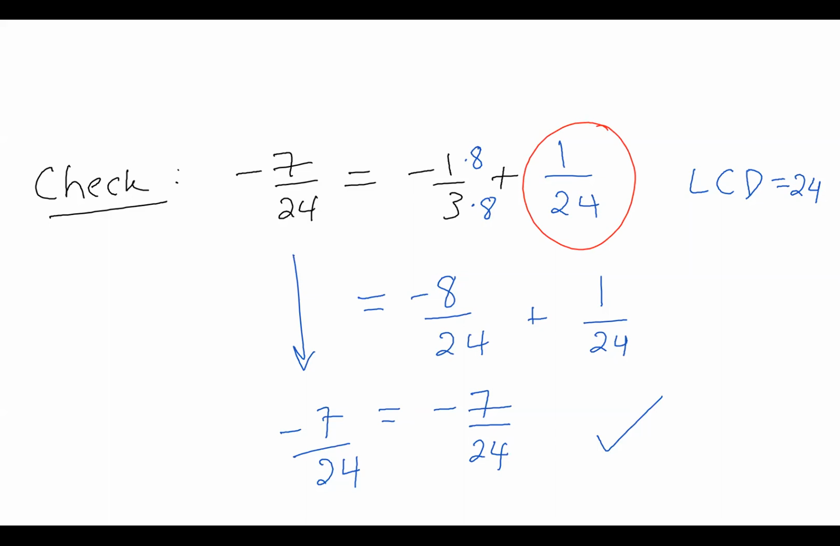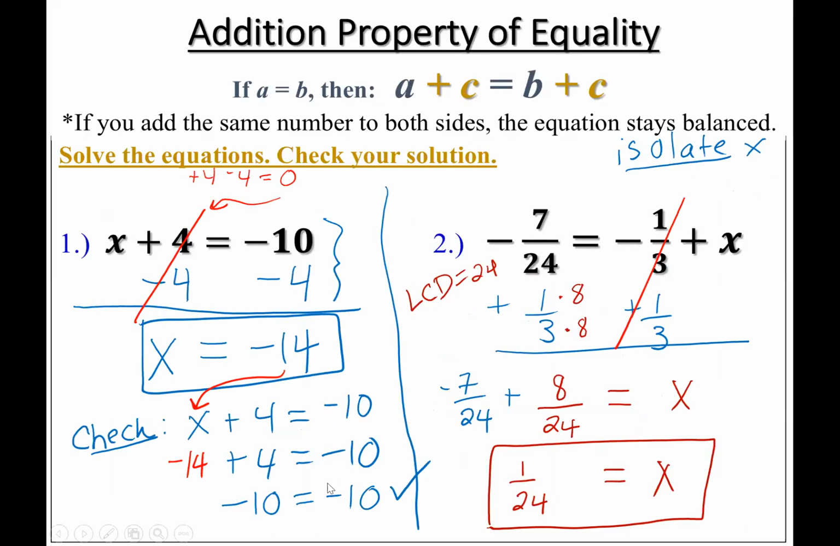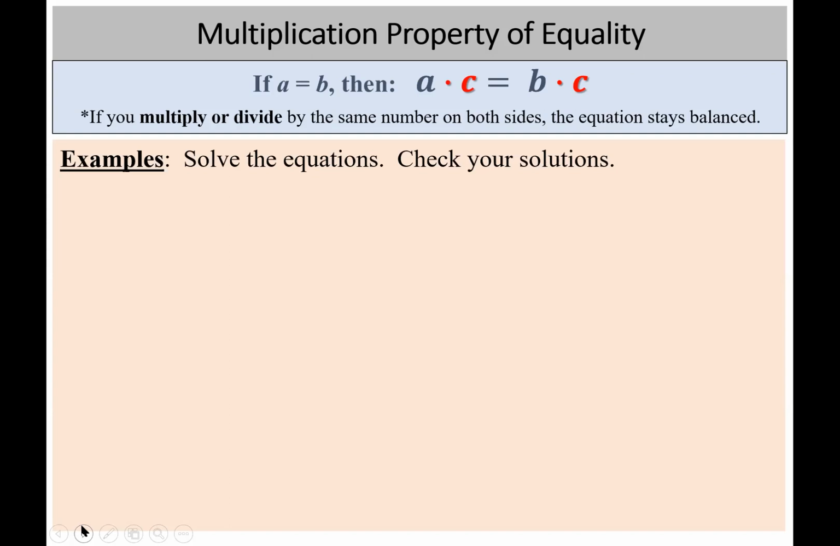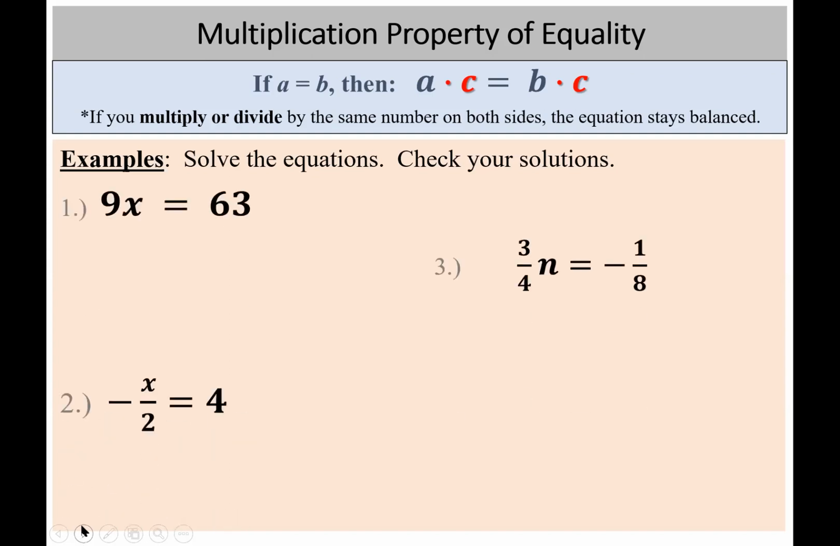Let's go back. And now we're going to take a look at some other short equations. Most of these are 1 and 2-step equations so far. These next equations, instead of dealing with adding and subtracting, are going to deal with multiplying and dividing. So the property we're going to use is now called the multiplication property of equality.